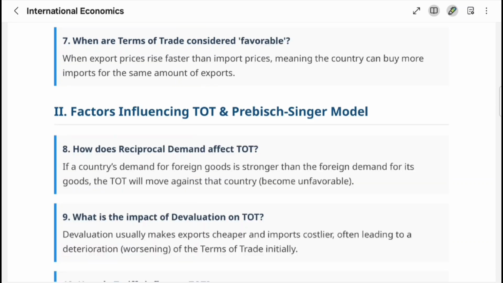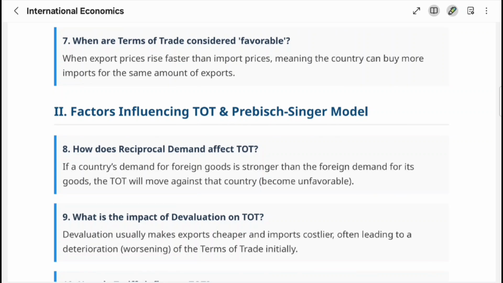Question 7. When are terms of trade considered favorable? When export prices rise faster than import prices, meaning the country can buy more imports for the same amount of exports. Question 8. How does reciprocal demand affect TOT? If a country's demand for foreign goods is stronger than the foreign demand for its goods, the TOT will move against that country. That is, it becomes unfavorable.